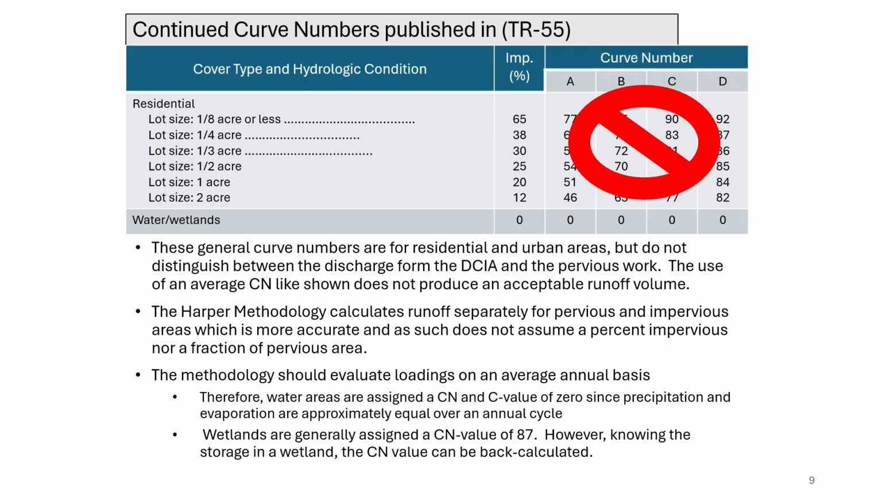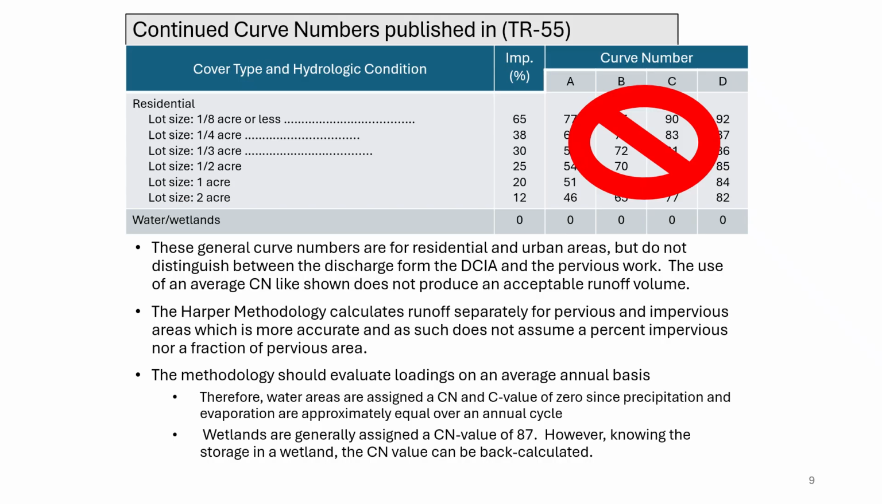Regarding specific land cover types, water areas, for instance, are assigned both a curve number and a C value of 0. This is because, over an annual cycle, precipitation and evaporation are considered to be approximately equal in these areas, balancing each other out.